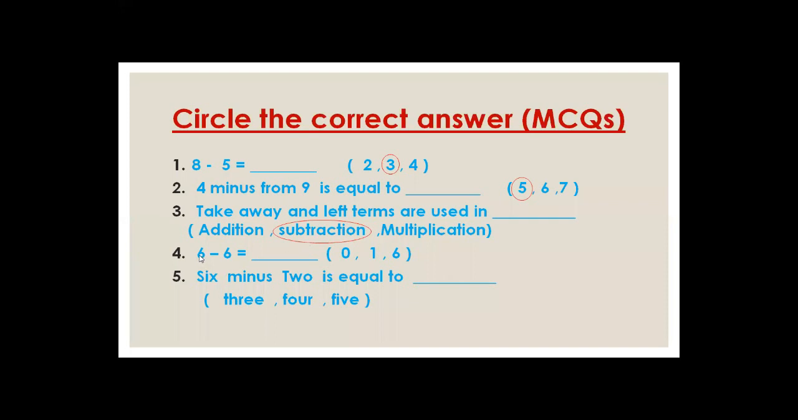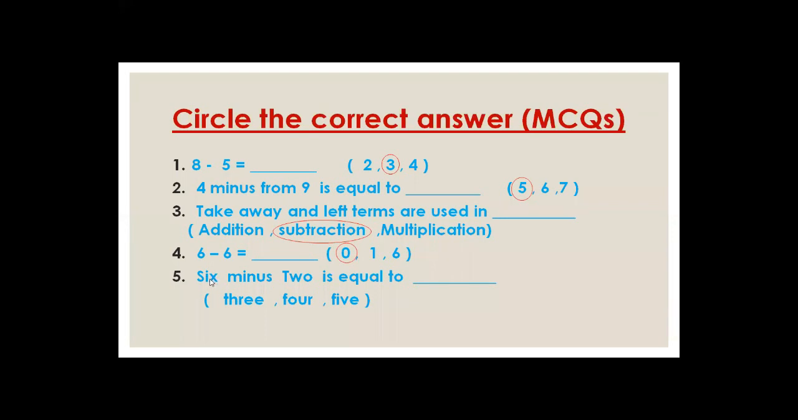Okay. 6 minus 6. Again, here we see the same number. 6 minus 6, we get the answer 0, 1 or 6. Obviously, if the numbers are the same and we are subtracting, we get the answer 0, because we have 6 rupees and we give away 6 rupees to another person. So it means we don't have any, so we put 0 here.